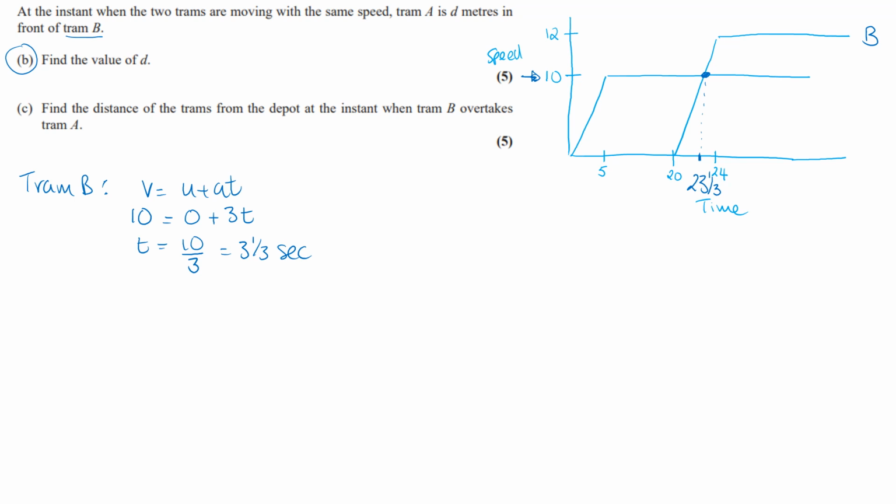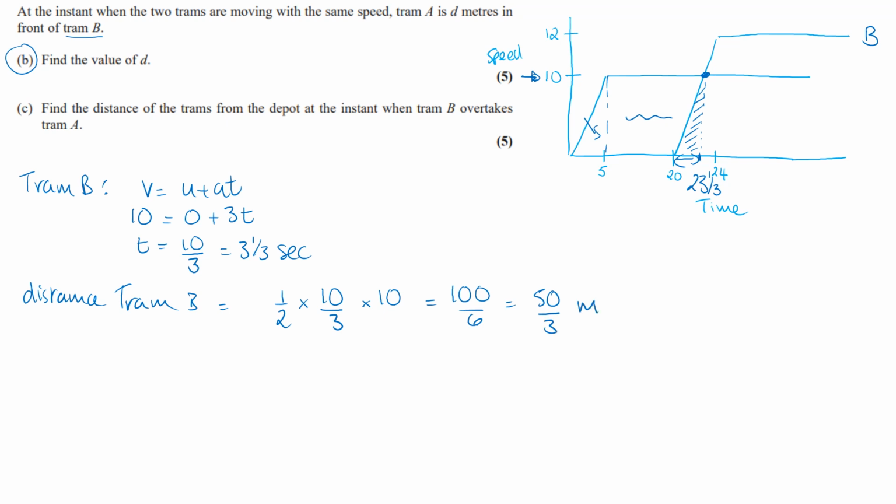So now what we need to do is find the distance that B has travelled, which will just be that small triangle there up to the 23 1/3, and find A's triangle here plus A's rectangle, and then take them away from each other. So distance for tram B will just be a triangle, which will be half times 10 over 3, which is just that base there, times 10, which will be 100 over 6, which is 50 over 3, and that will be in meters.